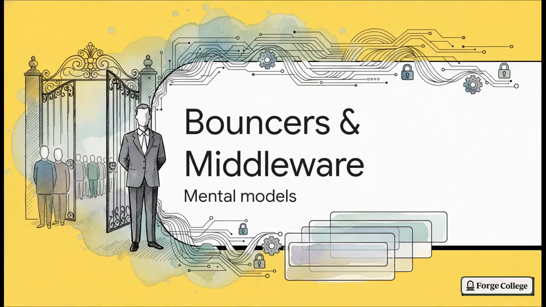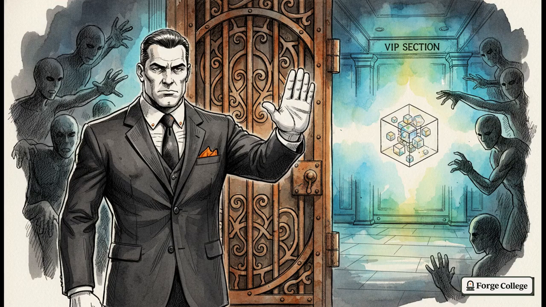Which brings us to Section 4, Bouncers and Middleware. Let's build a couple of mental models for this execution logic. The best way to think about single modifiers for access control is to imagine a ridiculously tough bouncer guarding the door to an exclusive VIP club. When a caller tries to execute your function, they have to get past this bouncer first.